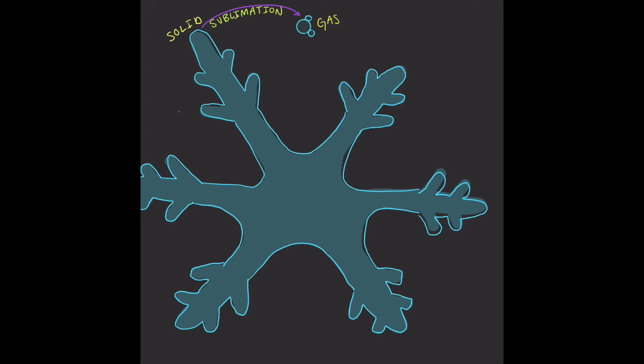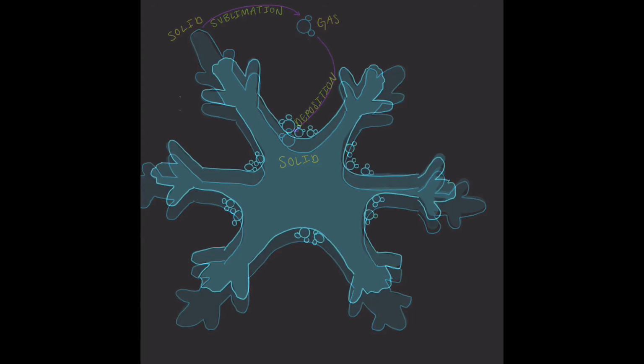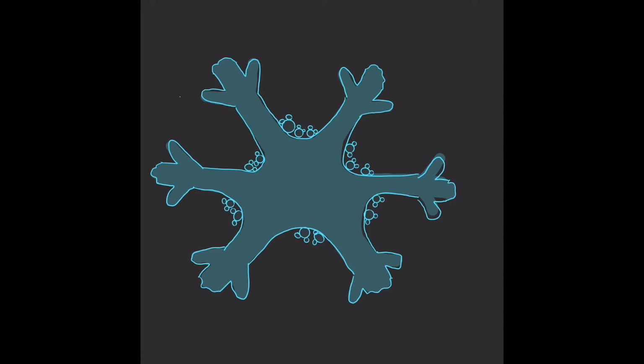Eventually, these gaseous water molecules, or water vapor, will be deposited in the nooks and crannies of the snowflake. So they transform back into a solid. And this transformation from a gas to a solid is called deposition. Now, if this process is allowed to go on for long enough, a snowflake will actually lose its arms and eventually it will take on the shape of a rounded grain.